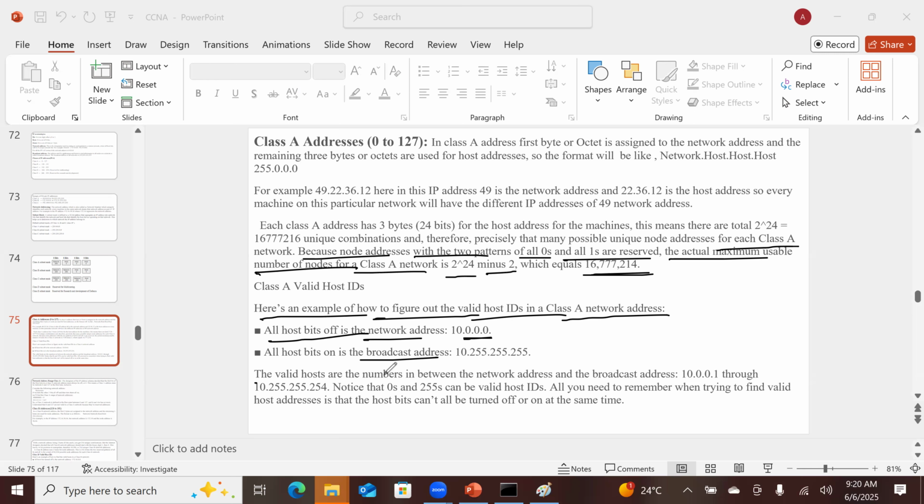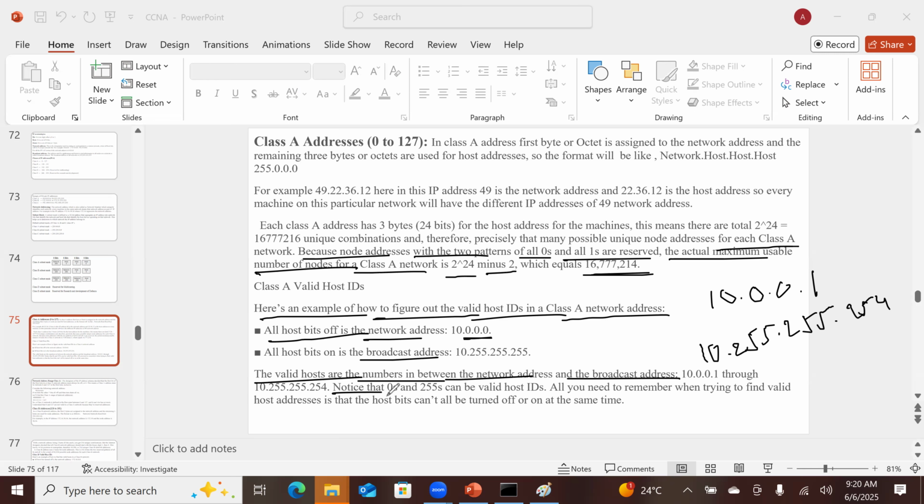The valid hosts are the addresses in between the network address and the broadcast address, starting with 10.0.0.1 and ending with 10.255.255.254. Yes, we can assign 255, but we can't make all of the host bits 1. If I make this 2 and this also 255, that will become the broadcast address. You can see the same thing here.